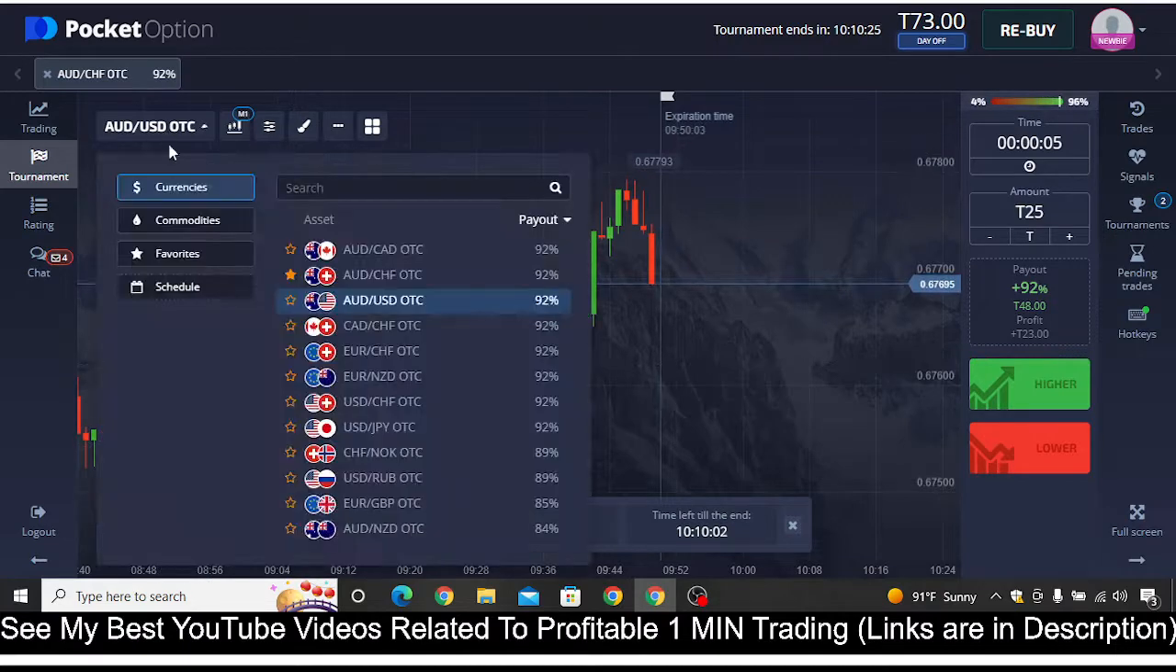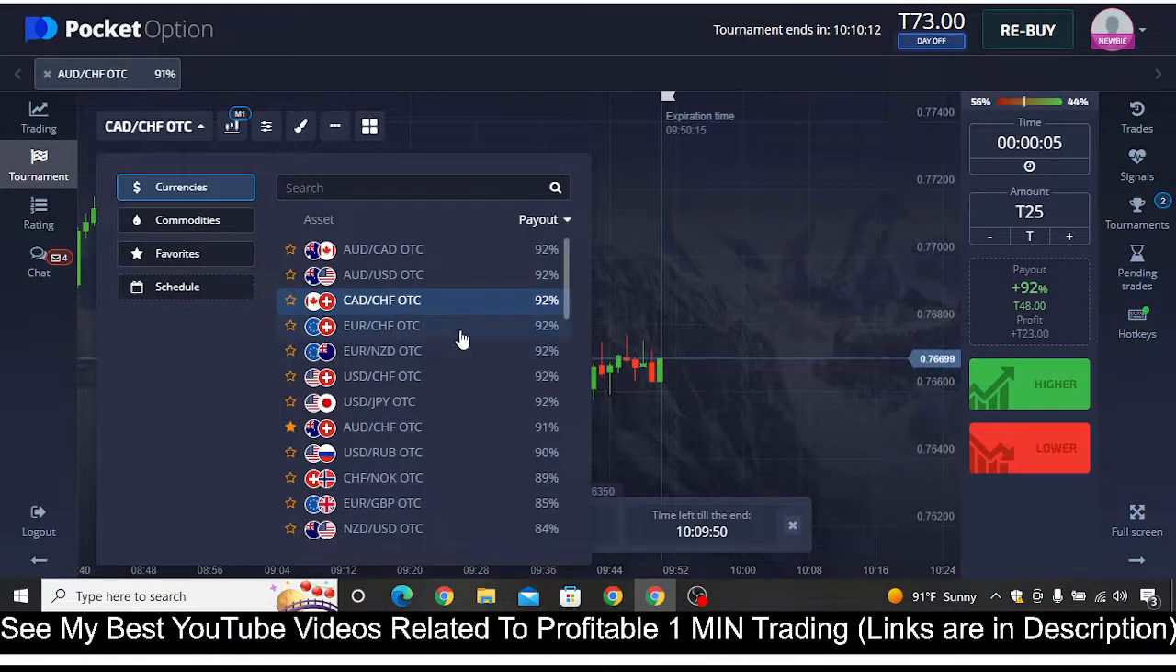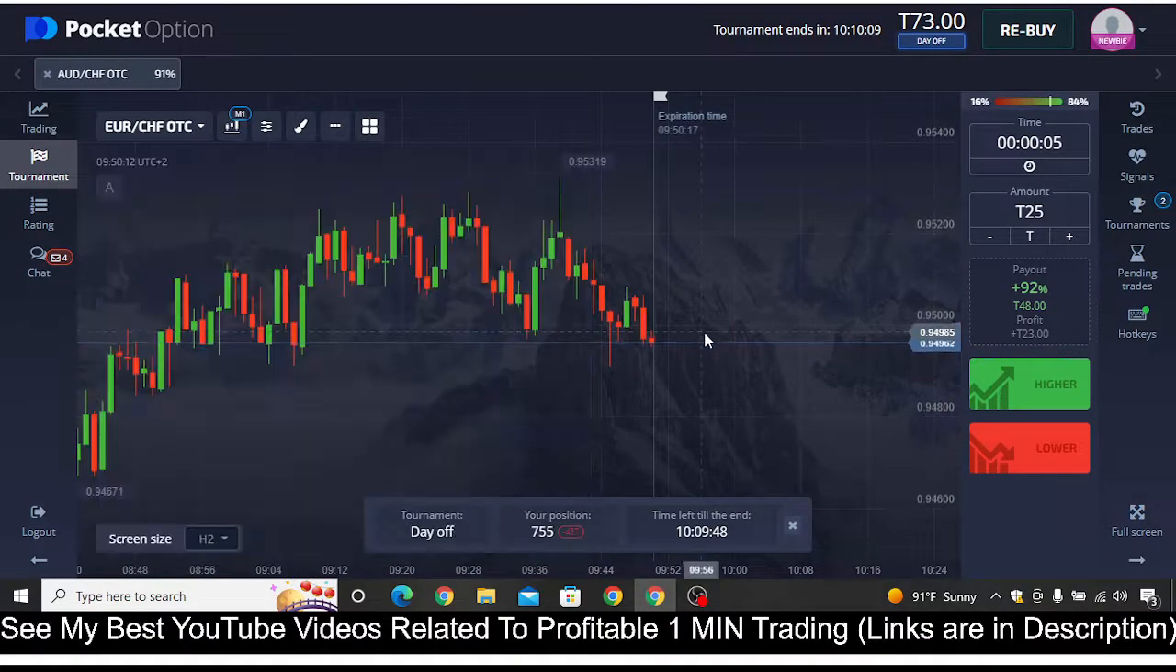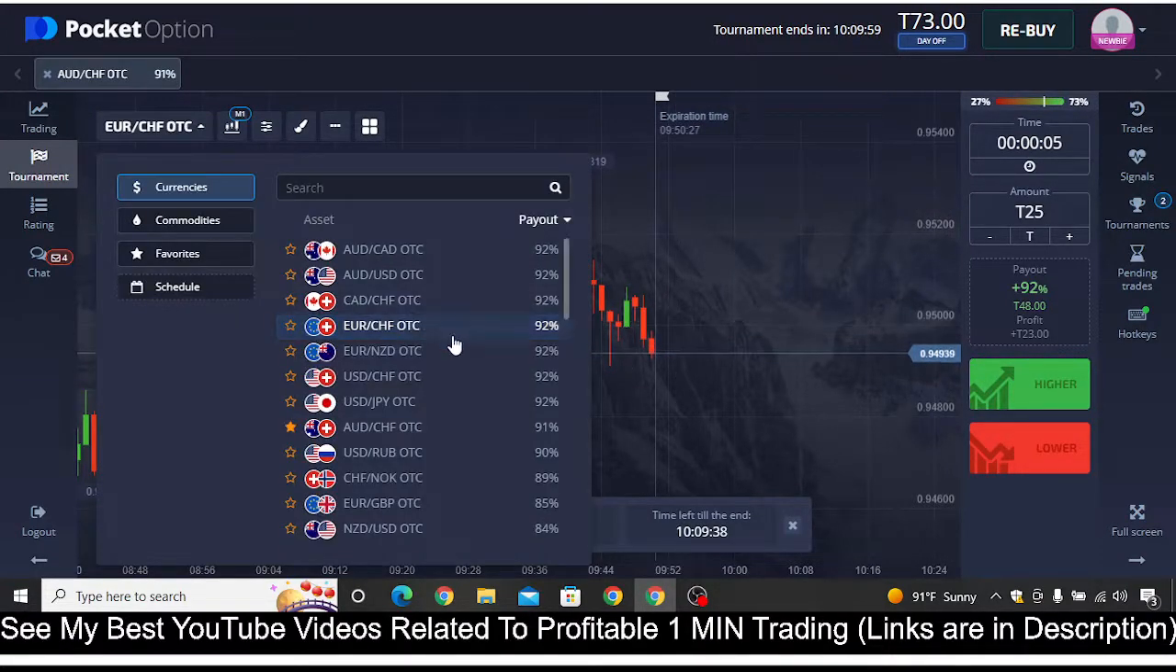So let's again select another currency pair, CAD CHF. This trend is a little bit unclear. It was going up, now it seems like it is going down, but it may also go up. So you need to ignore this kind of currency and choose another one. This is also not a good trend, but you can see it can be a good indication of down. So that's why you can take higher, but still it is risky. So I'll take another one.